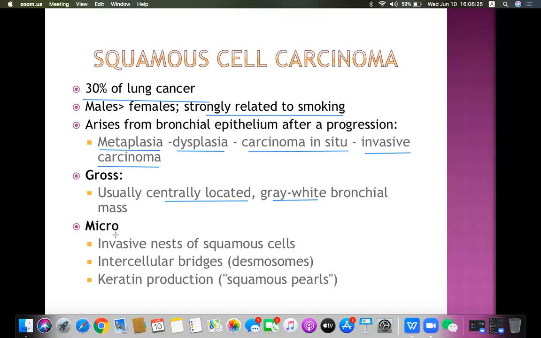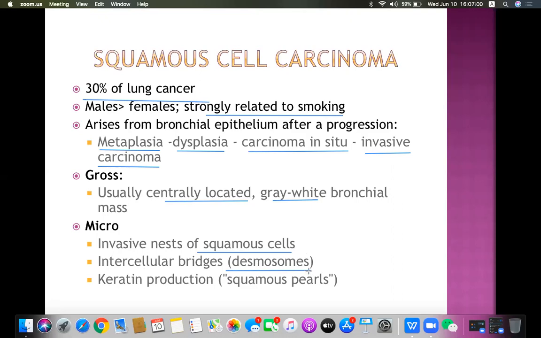Regarding the microscopic exam, it has invasive nests of squamous cells. These squamous cells are flat-looking cells. There are desmosomes present in squamous cells. Desmosomes are the connecting bridges between the cells. These squamous cells are a type of epithelial cell, and they attach with each other with a connecting substance or bridge, which is called desmosome. So they are very common in this type of cell.